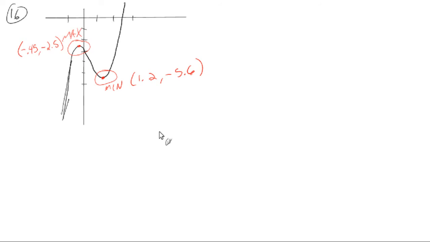Next, estimate the real zeros. Okay, we're going to see zeros wherever there's an x-intercept, and here's the only x-intercept right here. And this x-intercept seems to be at, let's say, 2.45, comma 0. So it looks like our real zero, there's just one of them, and it's 2.45, let's say, just a guess.